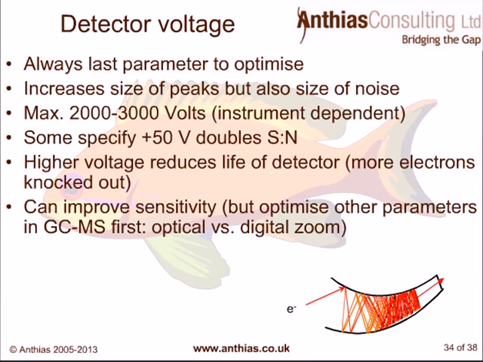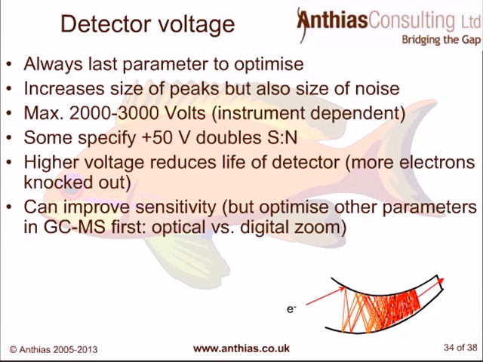And finally, your detector voltage. It's always the last parameter to optimize, because quite often you see an increase in the size of the peak, but also the size of the noise, particularly if it is chemical noise. Most have a maximum of 2,000 to 3,000 volts, but this is instrument dependent. Some specify that increasing by 50 volts doubles your signal to noise, which is a very good rule of thumb. But the higher the voltage, the more the lifetime of the detector is reduced, because you're using up more electrons. So you can improve the sensitivity, but optimize your other parameters first.